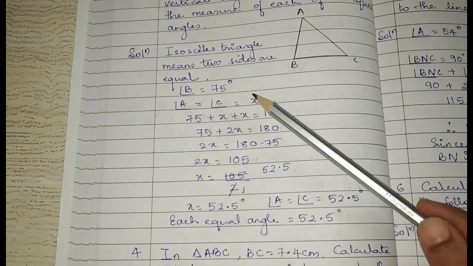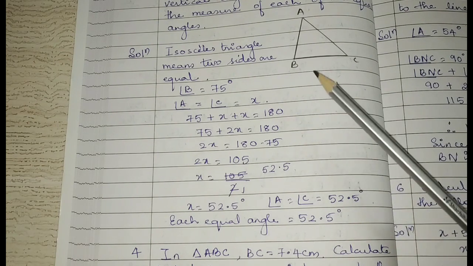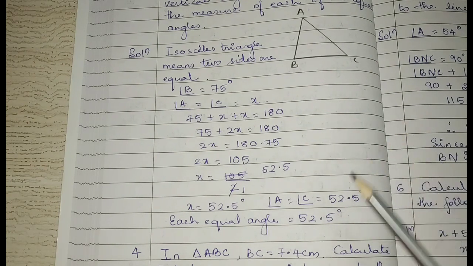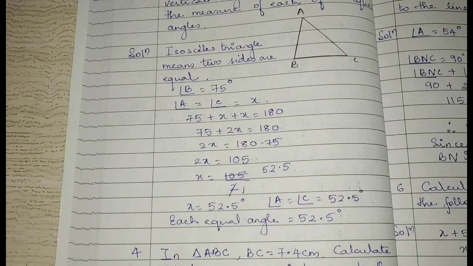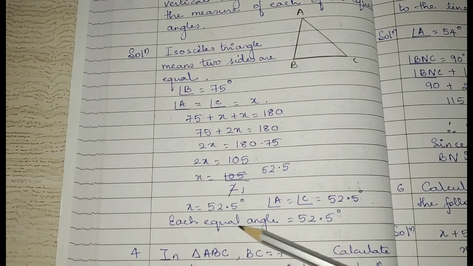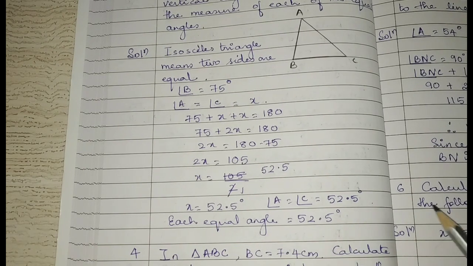If x is equal to 52.5 degrees, that means A is equal to 52.5, that means C is also equal to 52.5 degrees, because these two sides are equal. The opposite sides and opposite angles should be equal, isn't it? So each equal angle is equal to 52.5 degrees.